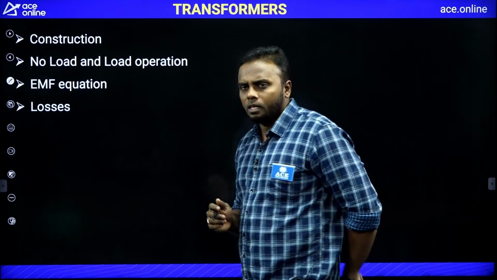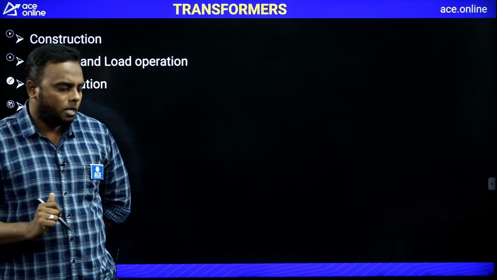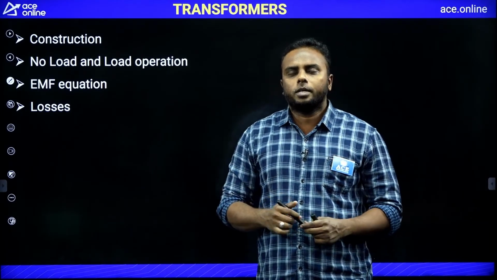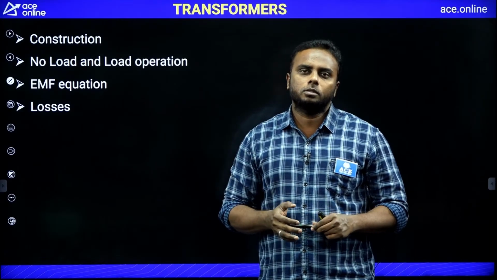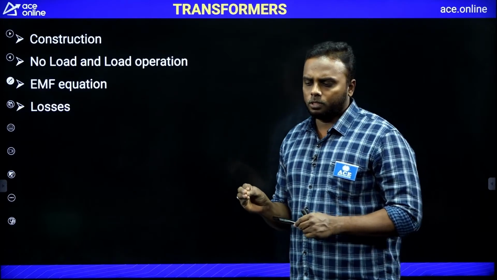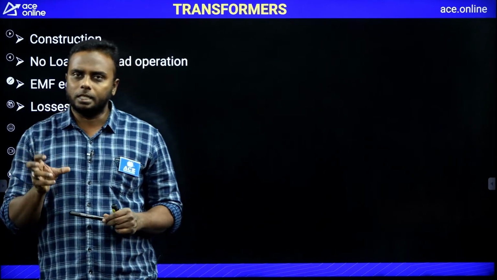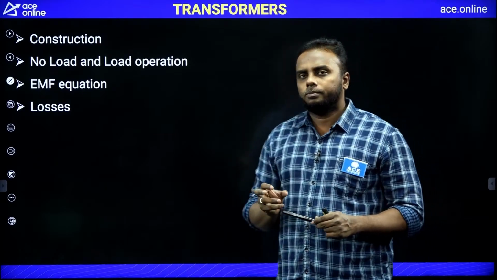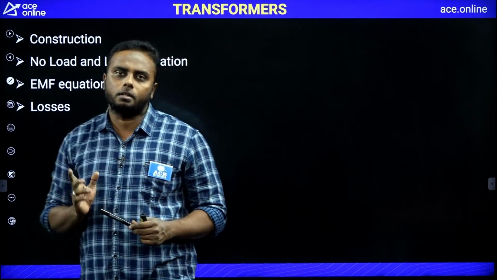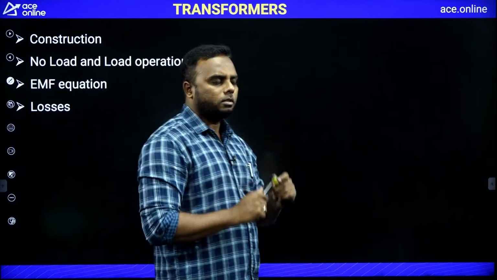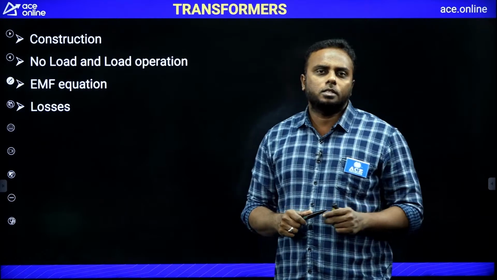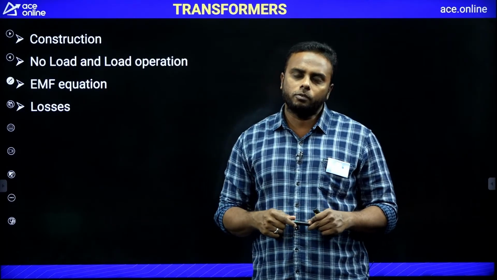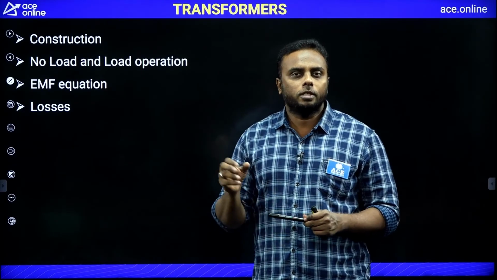Next we have losses in transformer. It is an important topic for both engineering services and GATE, because one of the most important losses is iron loss. There are regular questions in iron loss on hysteresis and eddy current loss calculation. Here you have to remember the two cases of hysteresis and eddy current. In case 1, V by F is constant, the voltage to frequency ratio is constant. There, hysteresis loss is proportional to frequency only, but eddy current loss is proportional to frequency square.